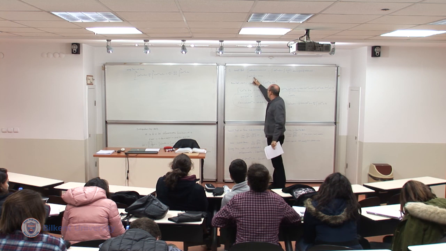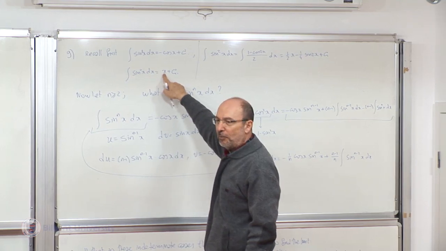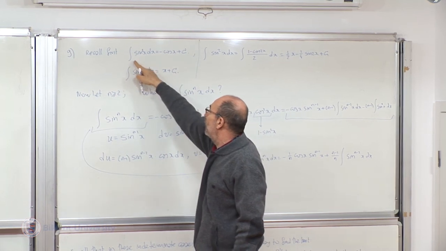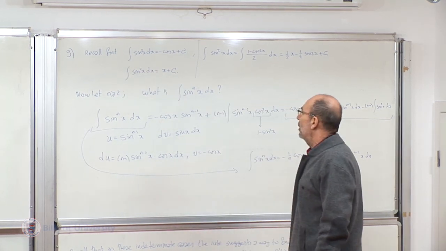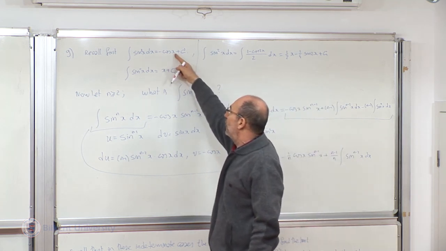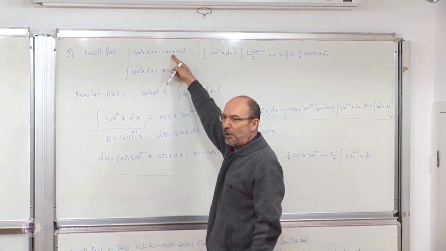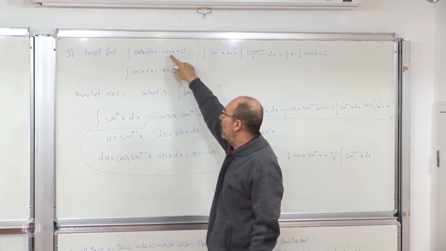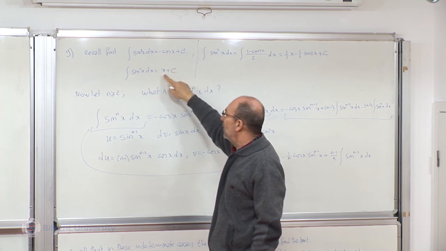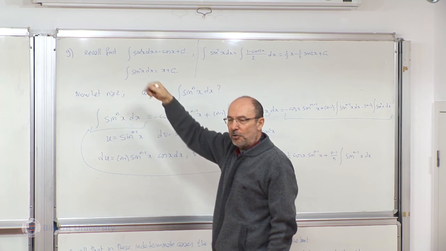So if you come here, from 0 to pi over 2, you'll have pi over 2. If you come here, you will get 1, because at pi over 2 you'll get 0 minus, at 0, this will give you minus 1, so you'll get 1. So the last factor in this case will be 1. The last factor in this case will be pi over 2, depending on the parity of n.